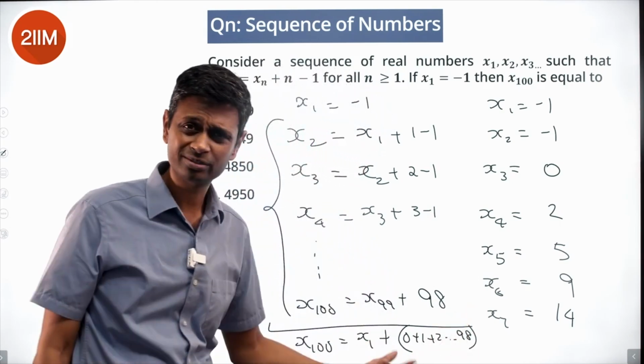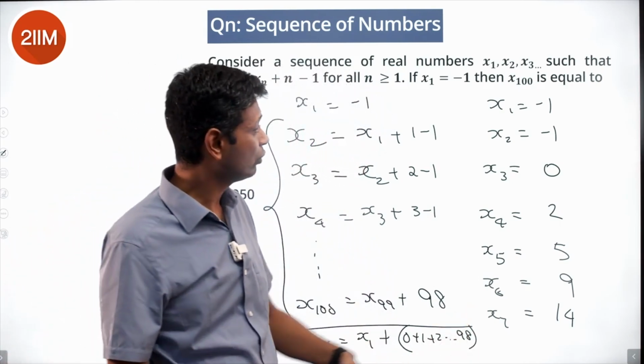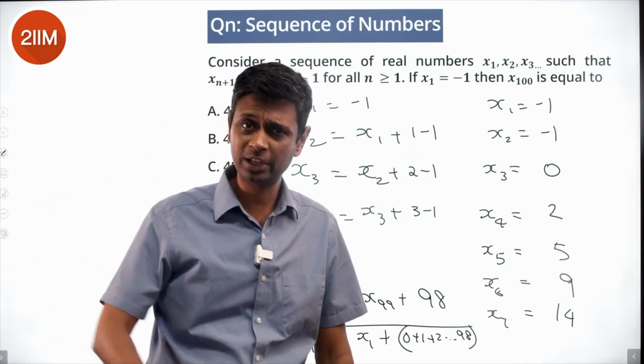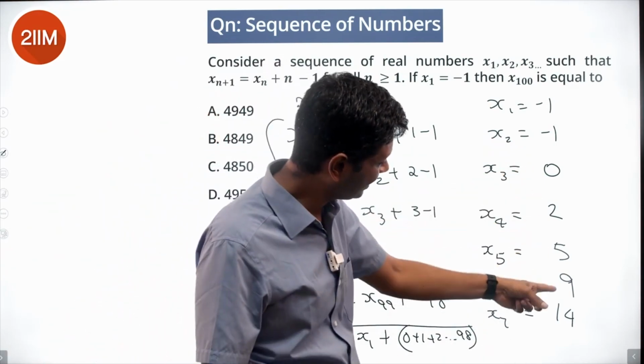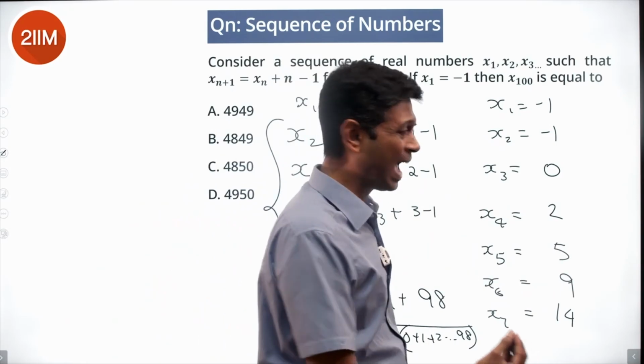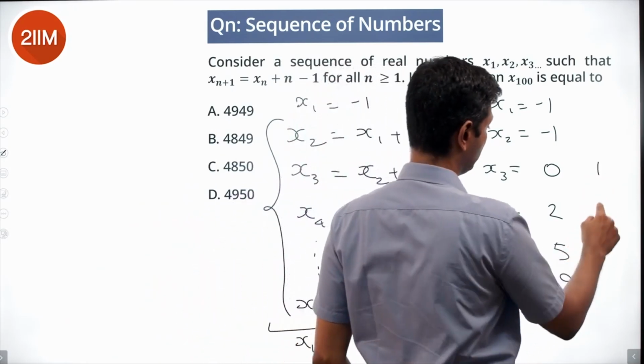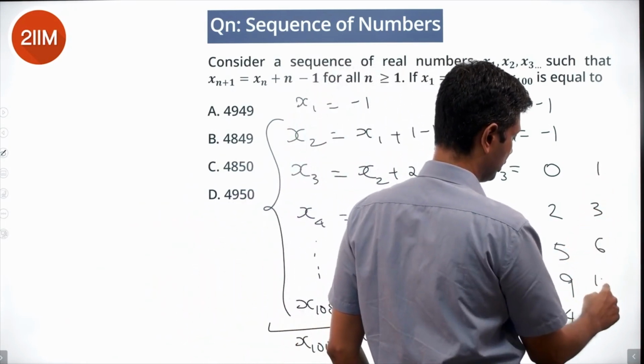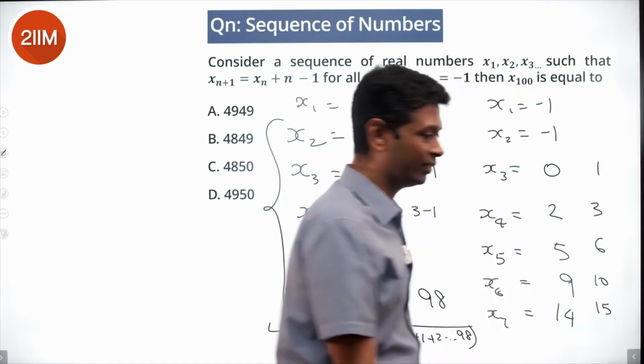We know how to do this, so we can plug that in. What is the other way? We can find a pattern in these numbers. That's brilliant as well. 2, 5, 9, 14, very interesting. If you add 1 to these numbers, 1, 3, 6, 10, 15, that's very interesting.